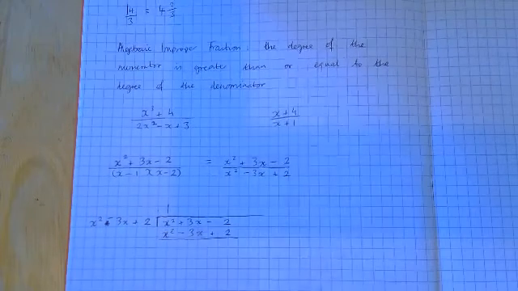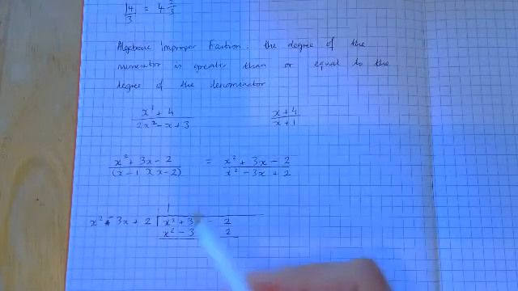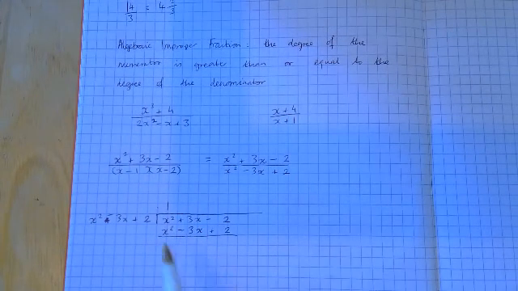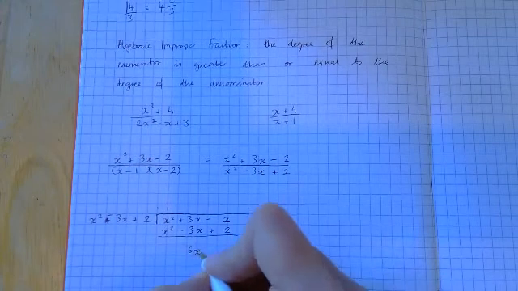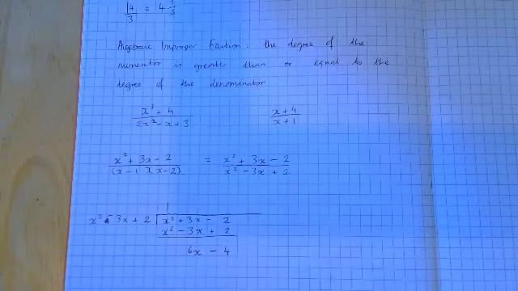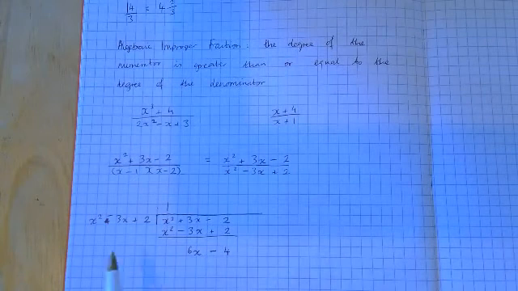Right, now we take them away. This first term should cancel. That's how we've set this up. So x squared take away x squared goes. Then I've got a 3x minus a minus 3x, which gives me 6x, and I've got a minus 2, so minus 4.